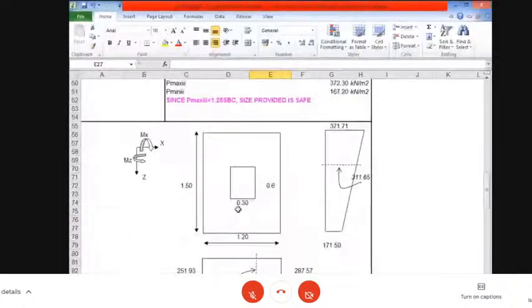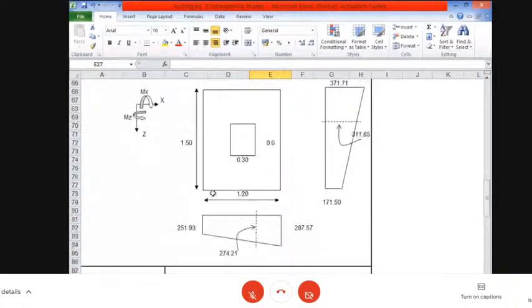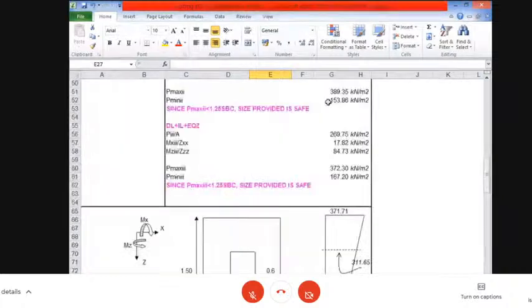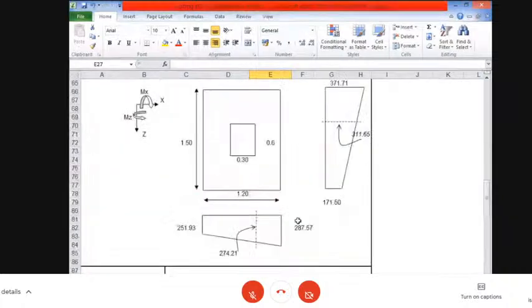So next one is, this is your foundation. So this is the 300 column. This is 600, that is the pedestal. Above that only the steel column is coming. Okay, so this is 1.2, 1.1. Next, you will get the pressure. Because what we are calculating here is the maximum pressure and the minimum pressure. Due to this MX moment, you are getting this 287 maximum and minimum is 251.